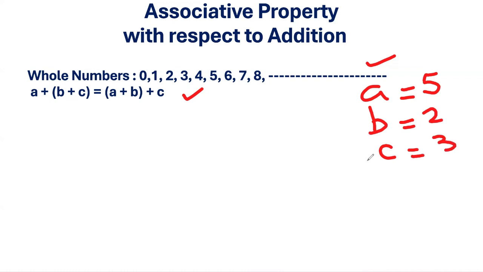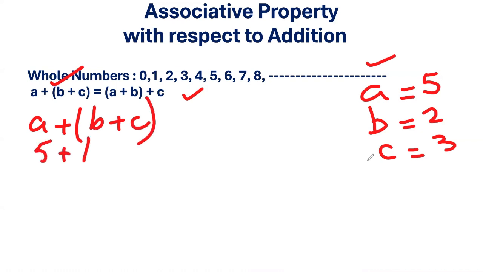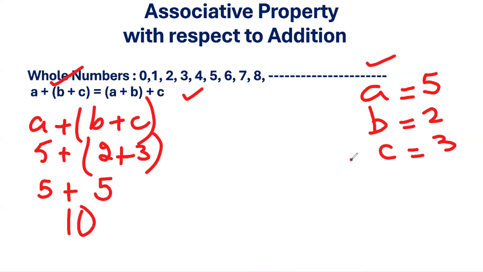So we are substituting here in the left-hand side, A plus B plus C. A is equal to 5, B is equal to 2, and C is equal to 3. 3 plus 2 will give you 5, and 5 and 5 is 10.